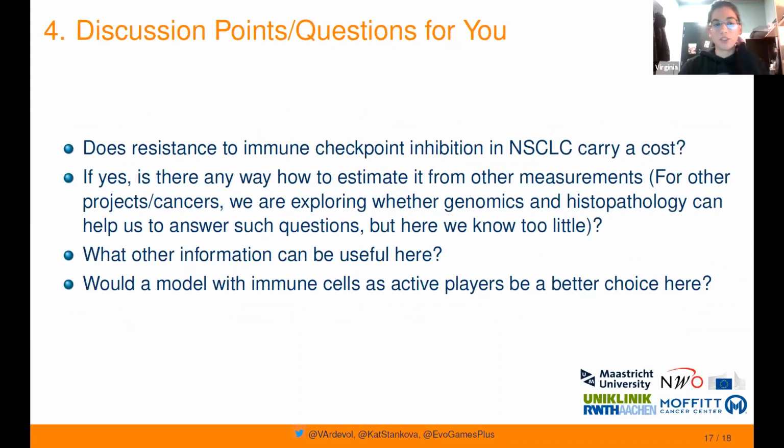And we wanted to finish with some discussion points. First of all, whether there is a reason to assume there is a cost of resistance and how to estimate it. And also whether there is some other information that could play an important role for our model. And finally, if a model with immune cells as active players could be a better choice here.